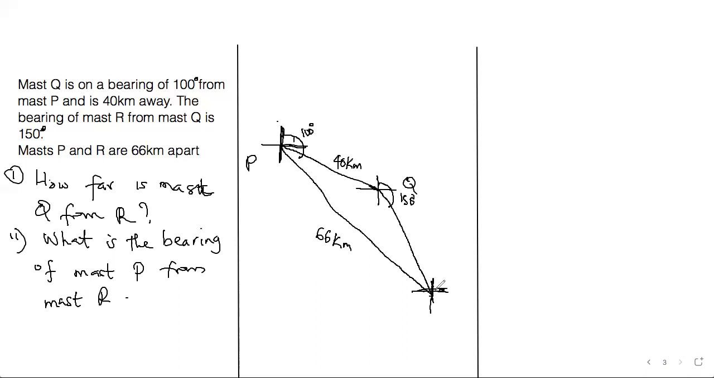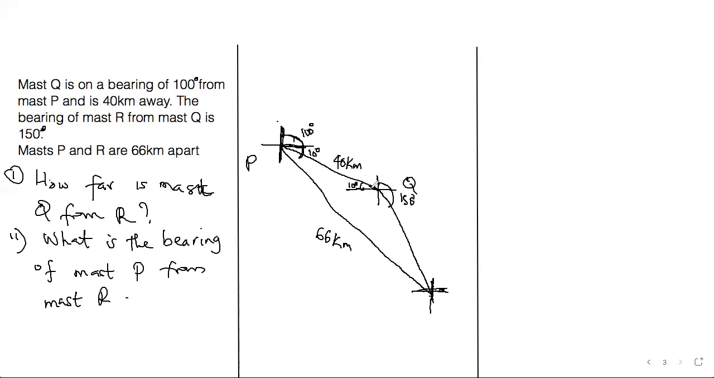How do I get the angle that I need? From here, I know that this is 100. And this is 90 degrees from here to here, so this has to be 10 degrees. And that 10 degrees will be alternate to this angle here, 10 degrees. Cool.